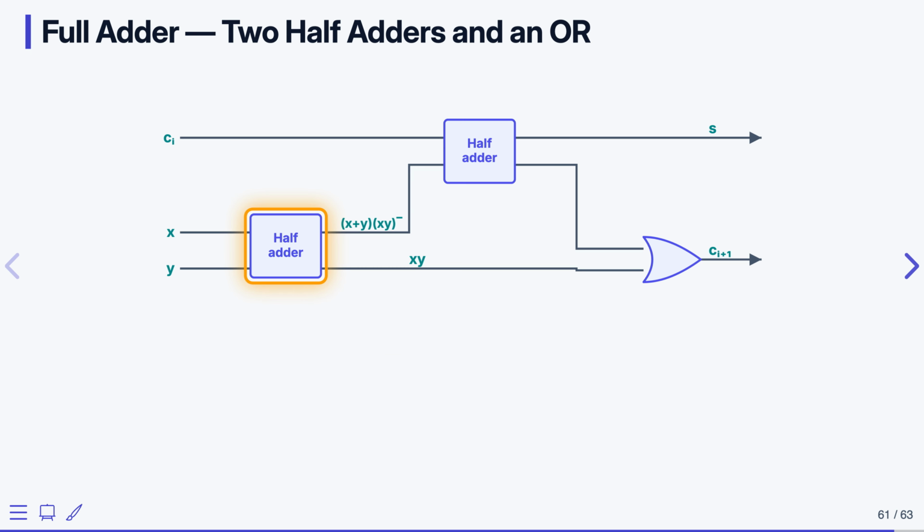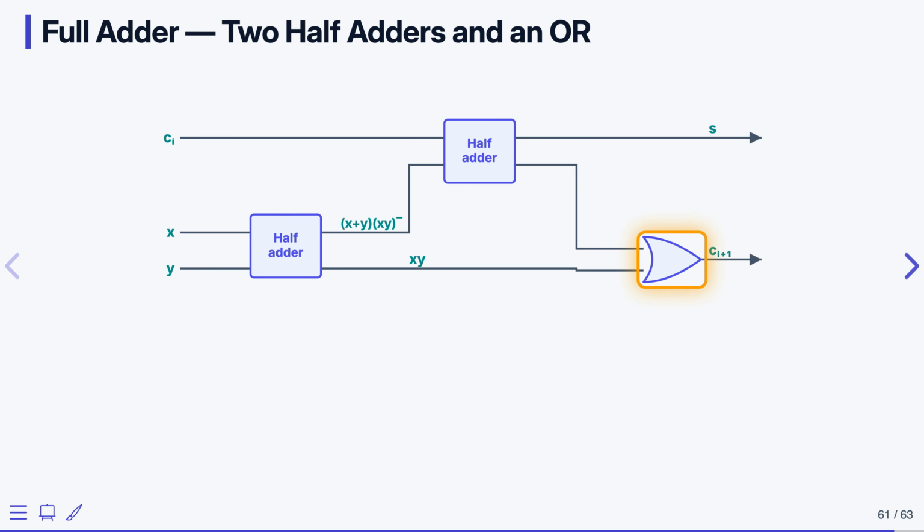The clever part is that we do not build the full adder from scratch. We reuse the half adder we already have. The first half adder at the bottom left takes x and y. Its sum wire climbs up into the second half adder, and there it meets the incoming carry C sub I. The sum output of that second half adder is the final sum bit s.